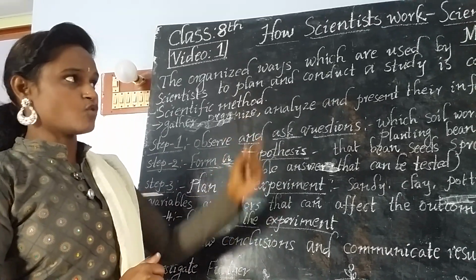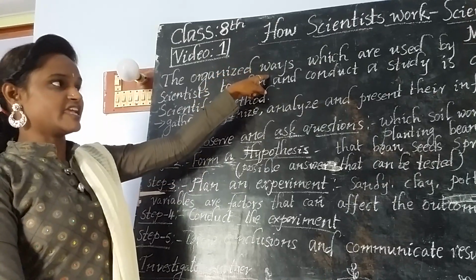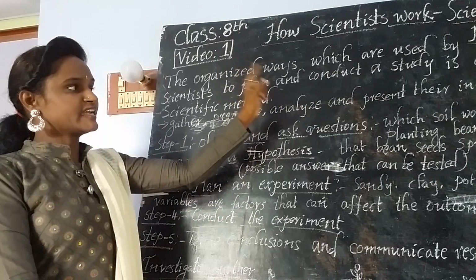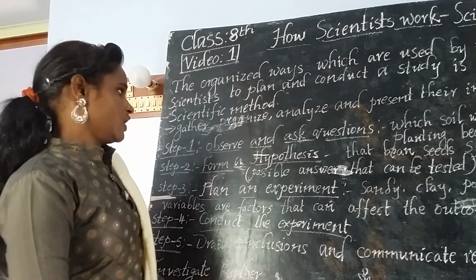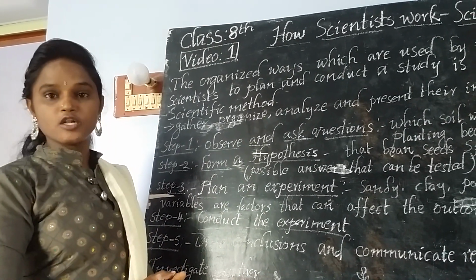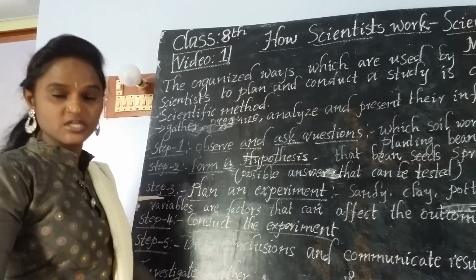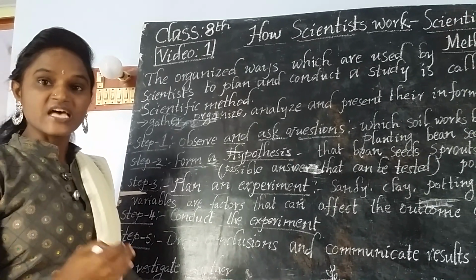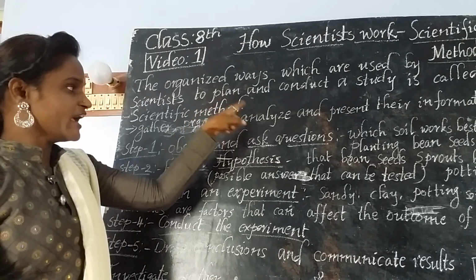I think you understand what is scientific method. Once again recall, the organized ways which are used by scientists to plan and conduct a study is called scientific method. Along with the scientific method, scientists also use science process skills, which we are going to study in a later session. They use science process skills to organize and to analyze.